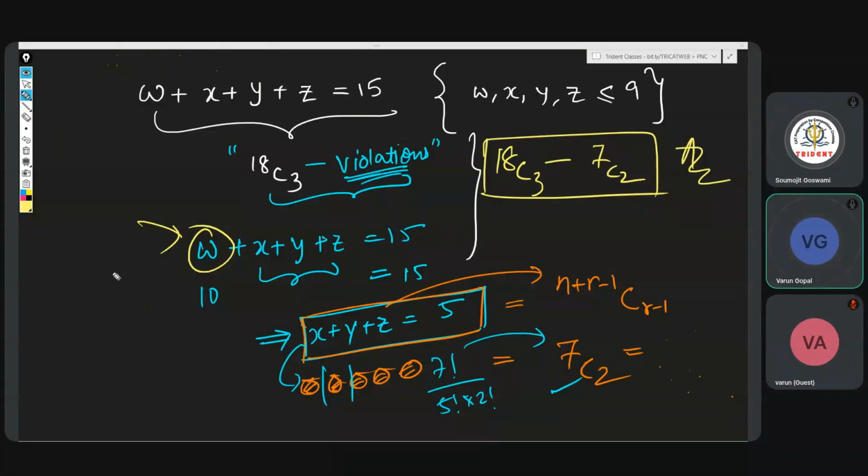I have one more question. Don't worry, we are not going anywhere. We are here. So the first question type is over: how many numbers less than 10,000? Whatever the number, 18C3 minus 7C2, do your calculation. That is the answer, right? So let's go to the next question.